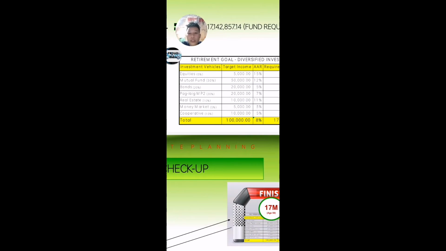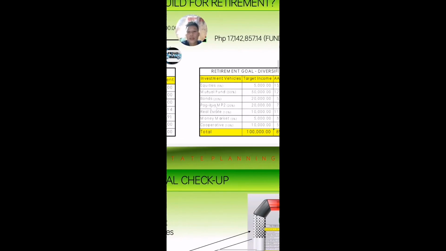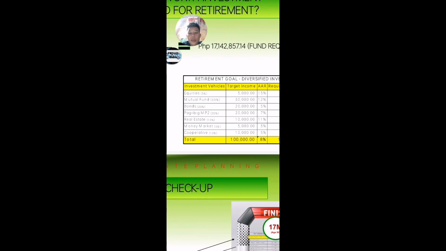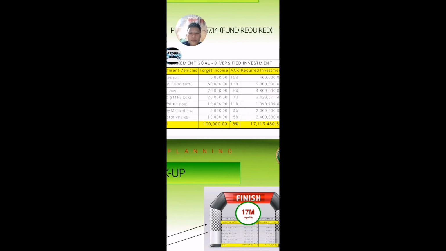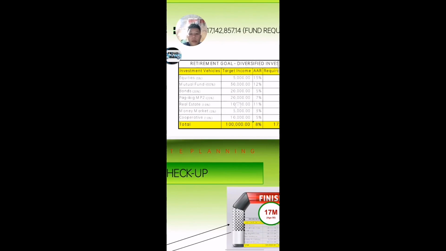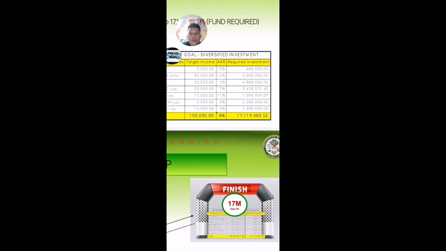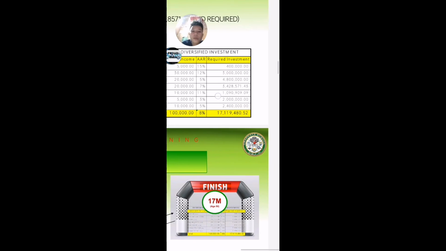Then for bonds, it is 20%. So the 100,000 monthly lifestyle budget divided by 20% is equal to 20,000. Then to get the required investment for the bonds, we divide the 20,000 by 5%, then times 12, which equals 4,800,000.